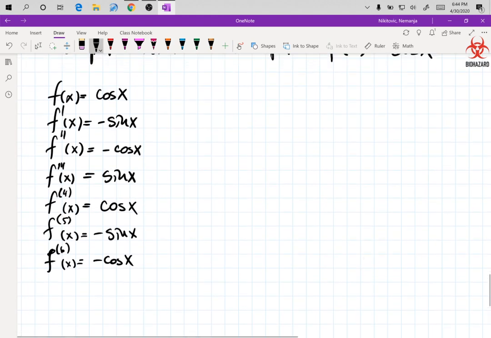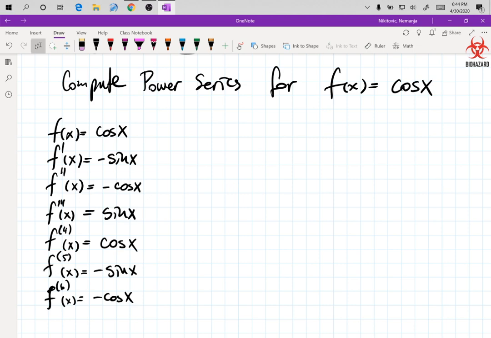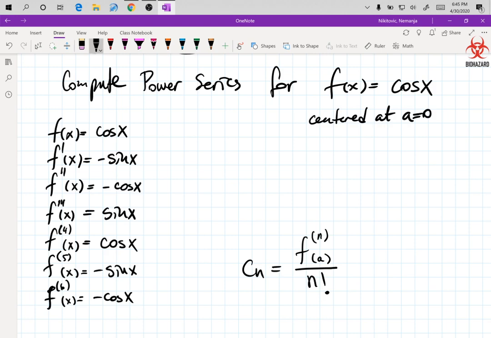The sixth derivative is negative cosine x. You see that it's just turning around. All right. Again, I did not say centered at some value, so centered at a equals 0 again, right? So, I will remind you that your c_n are f, the nth derivative, computed at a, divided by n factorial. Every time you run into sine of 0, that term is going to die because sine of 0 is 0. Every time you have a cosine of 0, that term is going to survive because cosine of 0 is 1.